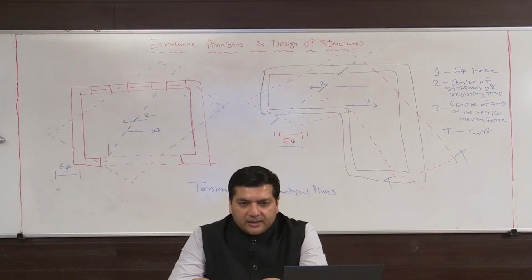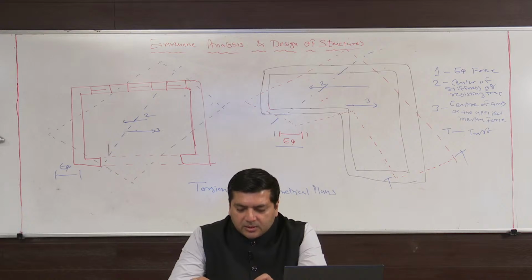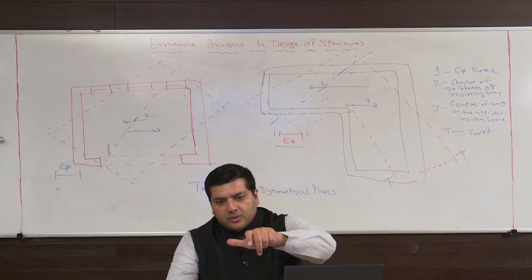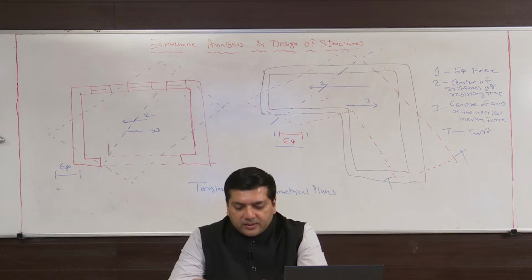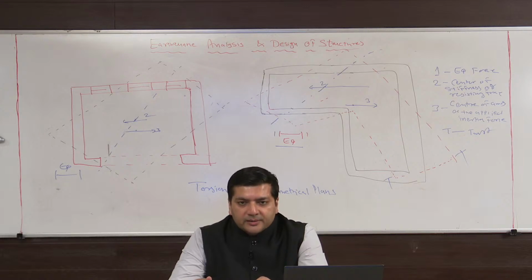If there is torsion, what happens? Due to torsion, the building will rotate or twist. So if there is torsion, the building will rotate about which point?